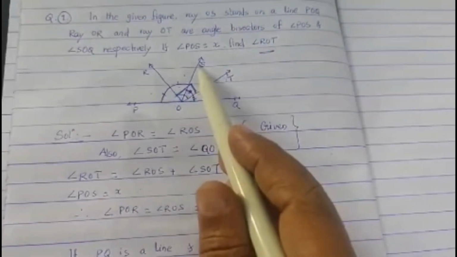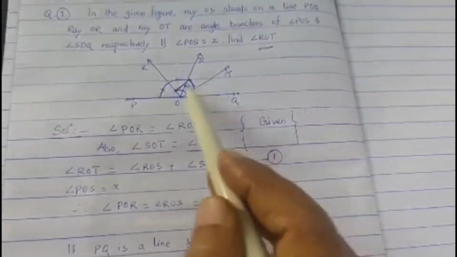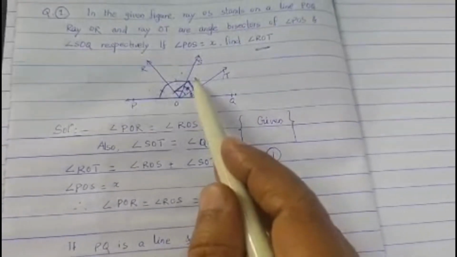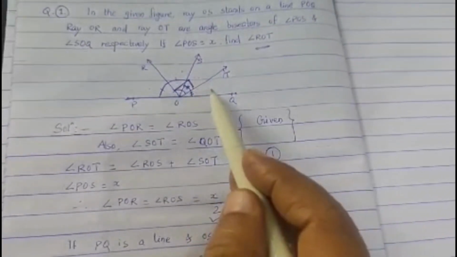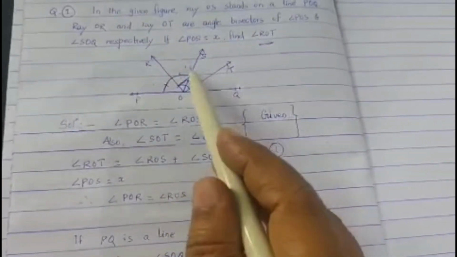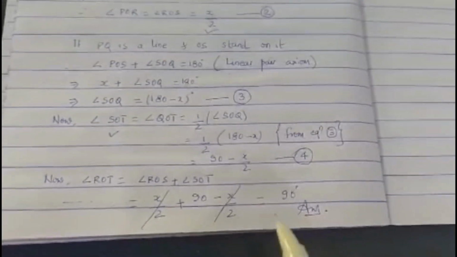First of all, OS stands on the line PQ. So POS plus SOQ equal to 180 degree. This is X, so this whole angle will be 180 minus X, and this angle will be 180 minus X by 2. This is the way we have found this angle. Then we will add this and this, so we get the answer as 90 degree.